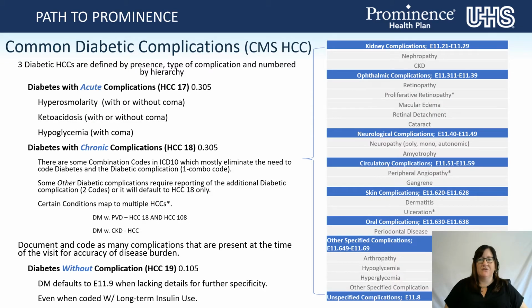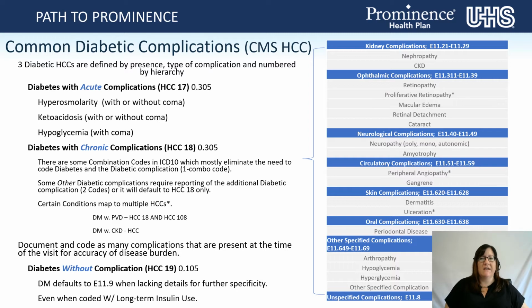Common diabetic complications. 3 diabetic HCCs are defined by presence, type of complication, and numbered by hierarchy. Diabetes with acute complications is HCC 17 for things such as ketoacidosis or hypoglycemia. Diabetes with chronic complications is HCC 18. There are some combination codes in ICD-10 which mostly eliminate the need to code the diabetes and the diabetic complication. So instead of 2 diagnosis codes, the American Hospital Association has introduced these things into 1 combo code.